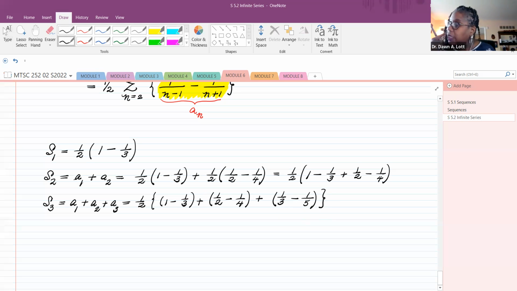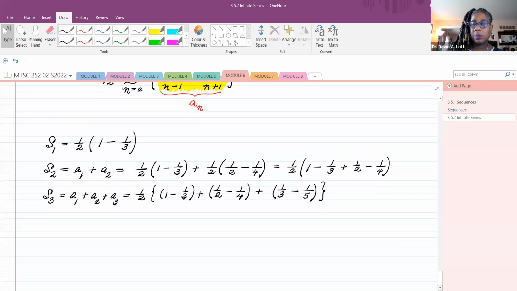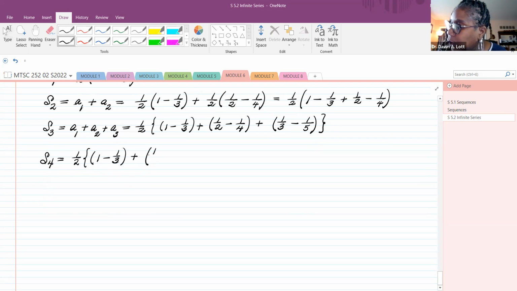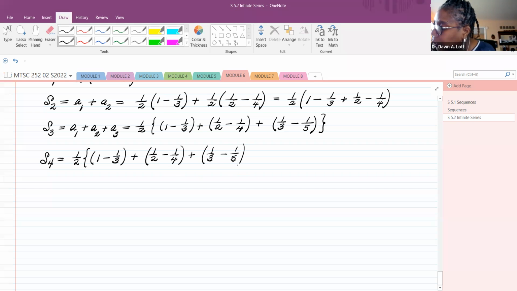Okay, so now I can see something starting to go away. Okay, let's keep going. S4 is going to be 1/2. The first term gives us 1 minus, that's A1. A2 is going to give us 1/2 minus 1/4. A3 is going to give us 1/3 minus 1/5. And A4 is going to give me 1/4 minus 1/6.